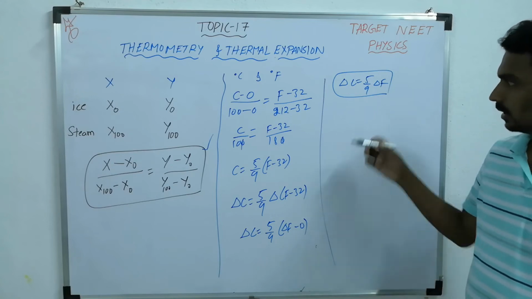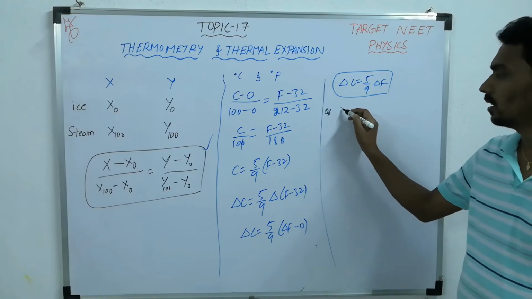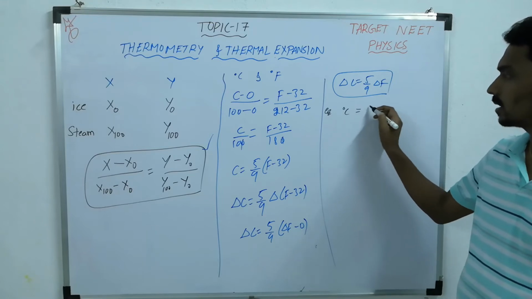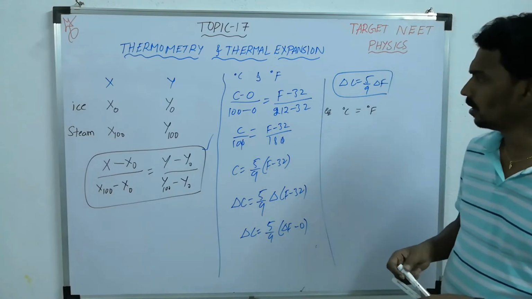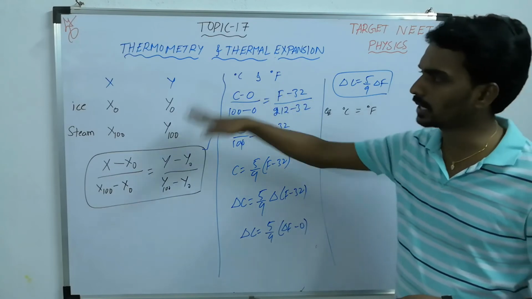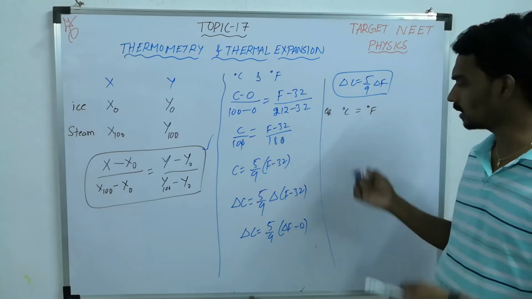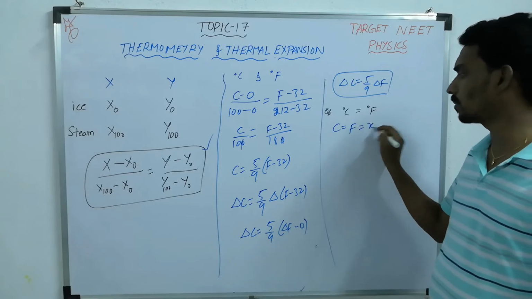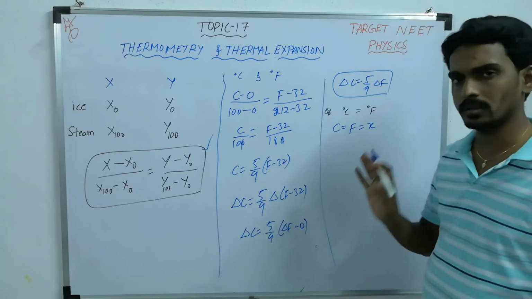Now here, consider one simple example: at what temperature is the value in degree Celsius equal to the value in the Fahrenheit scale? Very simple question. There is a temperature such that the magnitude is the same in the Celsius scale as well as the Fahrenheit scale. So let's take C equal to F equal to some value x. Both values are the same.